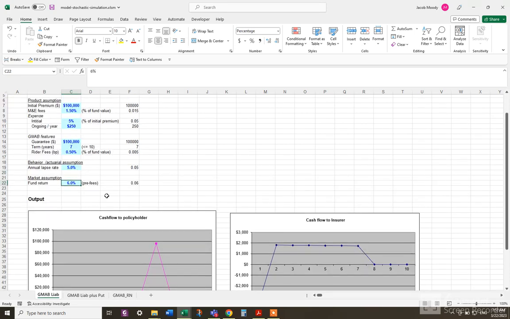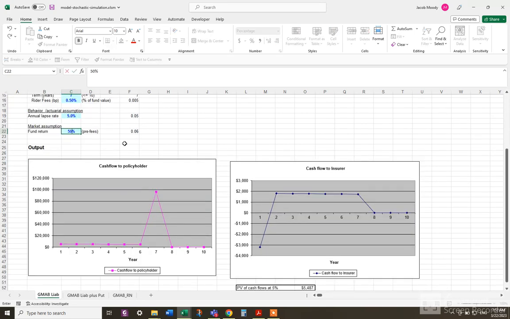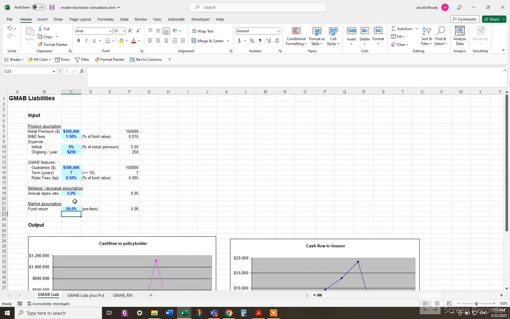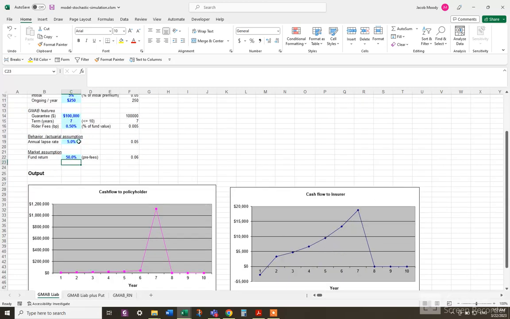And let's say the market returns just did super well. Let's say it was just 50%. You'll see that the payout, the insurer's happy, the policyholder is extremely happy with this, and that's the point of it: the policyholder benefits because they get to be in the market without some of the risks because they have a GMAB. And the insurer is basically insuring the market risk of the policyholder, so they get a good payout too. They're happy. Now let's put this at negative 50%.